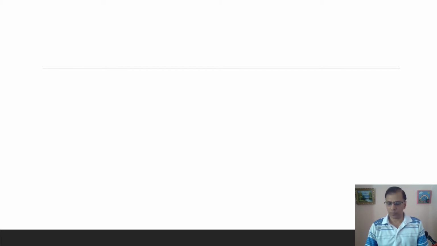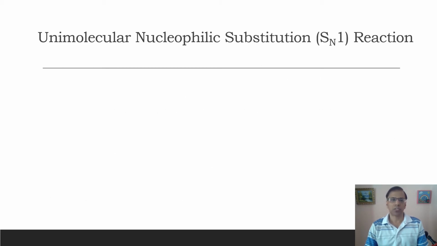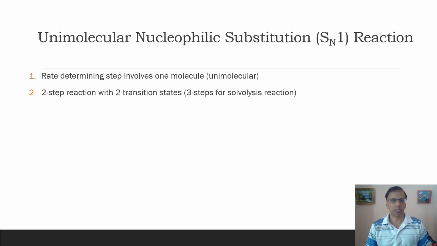So let's start with the first one, unimolecular nucleophilic substitution reaction, SN1. The rate determining step involves one molecule, and so it's unimolecular. It's a two-step reaction with 2 transition states. If solvent is involved, then it's a 3-step reaction.